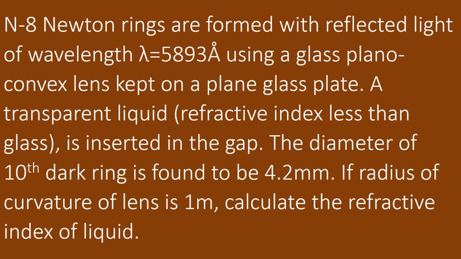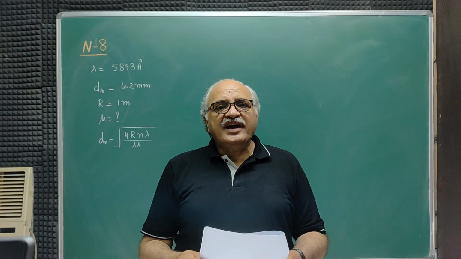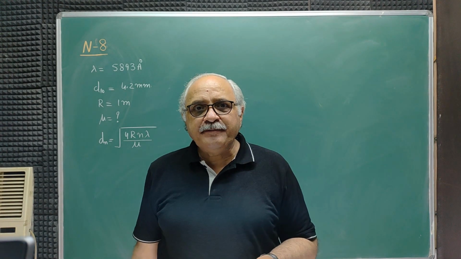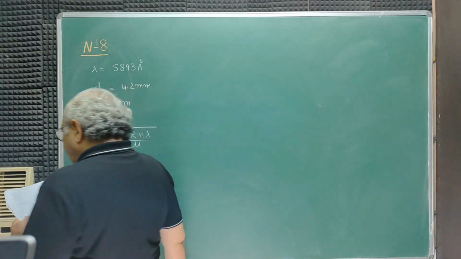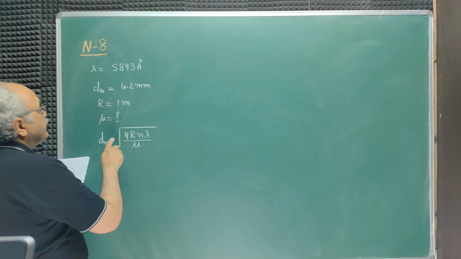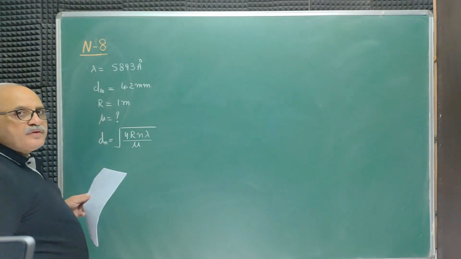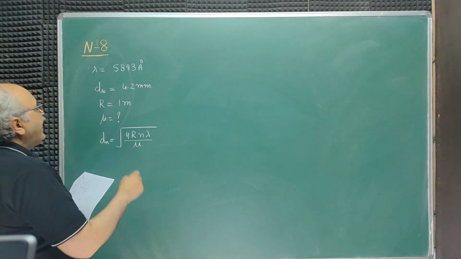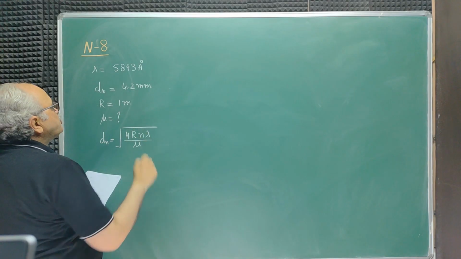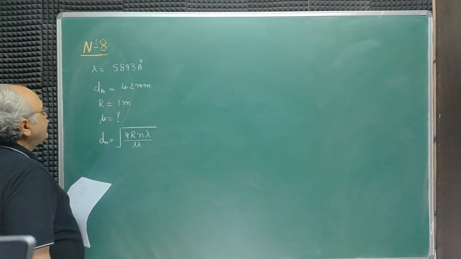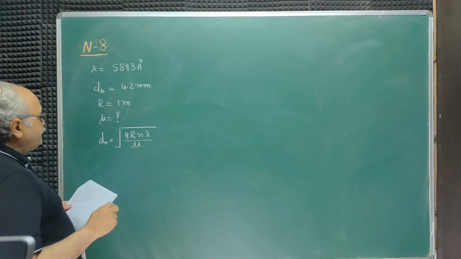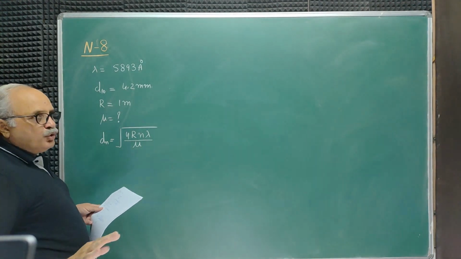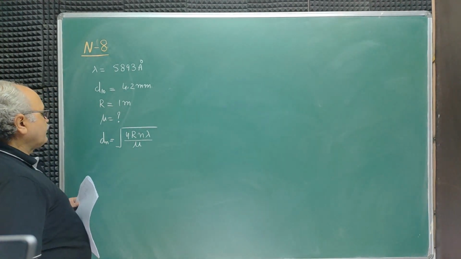So let's take the 8th question now. In this question it is given that the 10th dark ring in a Newton ring pattern has a diameter of 4.2 mm, where in the gap we have a transparent liquid whose refractive index is not known to us.